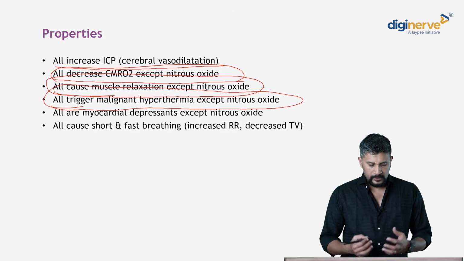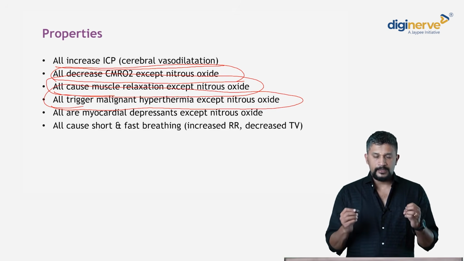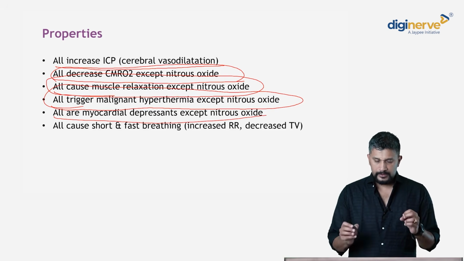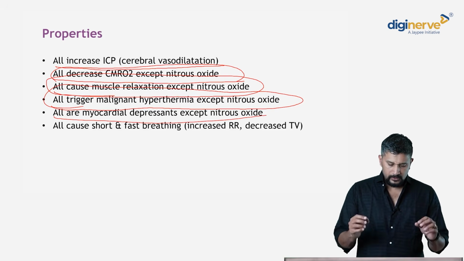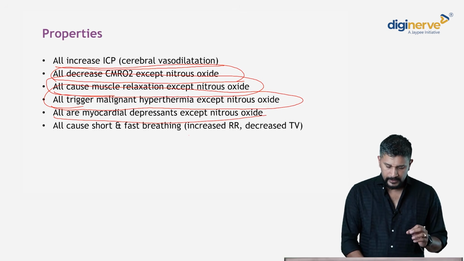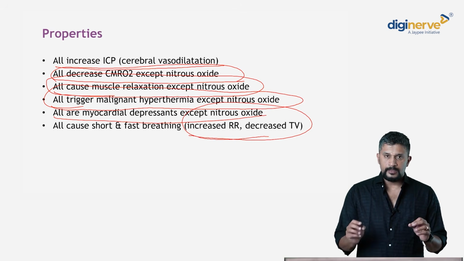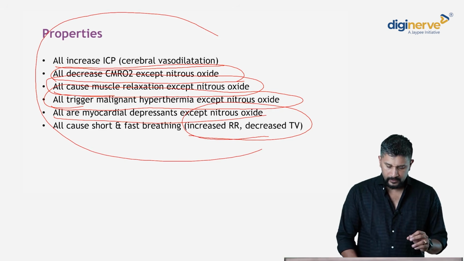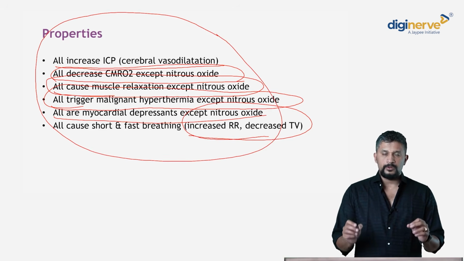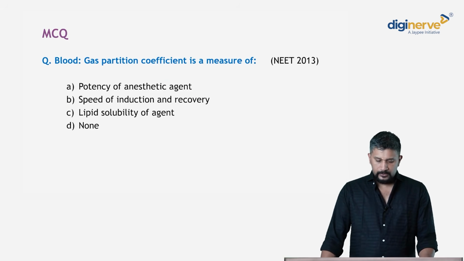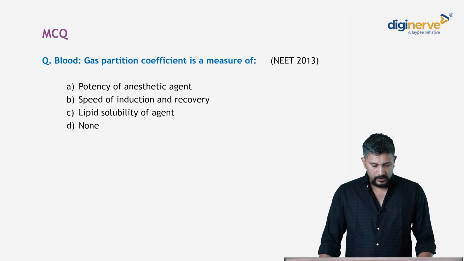All of them again tend to trigger malignant hyperthermia except for your nitrous oxide. And all of these volatile agents are myocardial depressants, again except for your nitrous oxide. And most of them will cause short and fast breathing due to an increase in the respiratory rate and decrease in your tidal volume. So these are important pharmacodynamic properties that we need to remember about all of these inhalational agents. So let's look at some questions now.